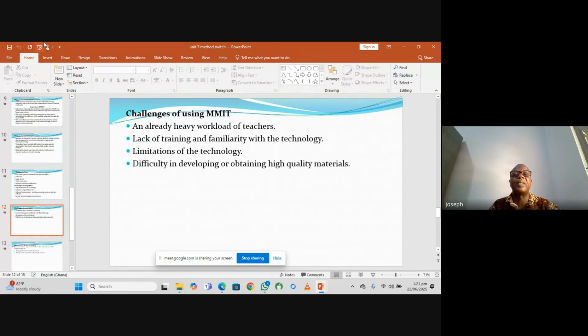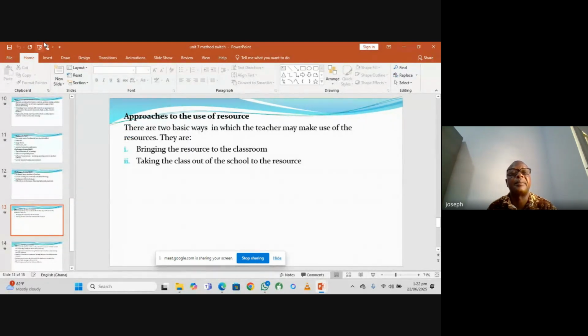If you don't go further, they may be asking certain questions that you may not be able to respond to, even though it's not necessary to respond to all questions that they ask you. You ask them to look for the information for some of them. Lack of training and familiarity with the technology, limitations of the technology, and difficulty in developing or obtaining high quality materials so far as the use of the technology is concerned.